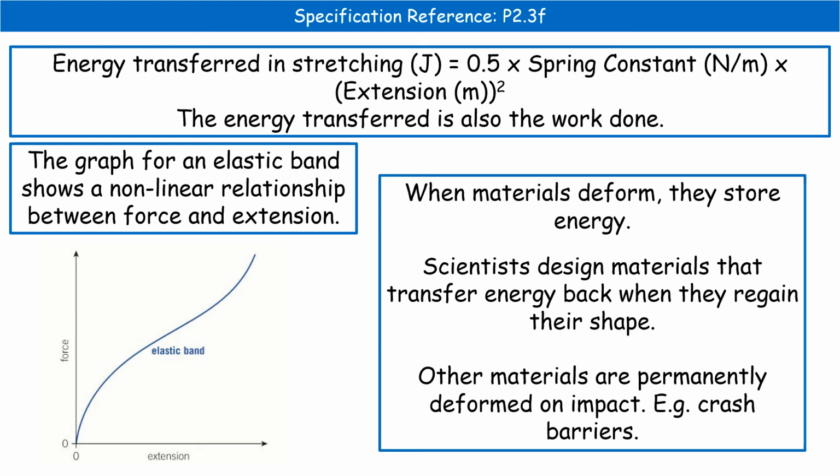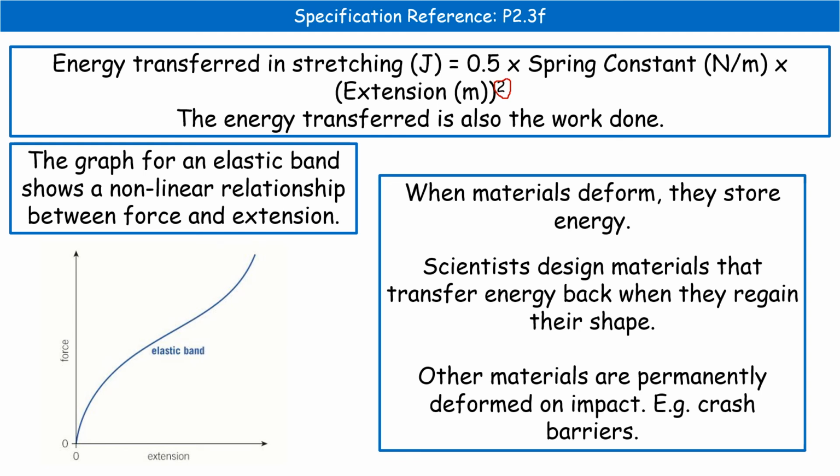What we find is there's another calculation, again on the formula sheet here, loads of calculations. This time, energy transferred in stretching. So 0.5 times spring constant times the extension squared. Now please be careful here. Lots of people get this little squared bit wrong in one way or another.